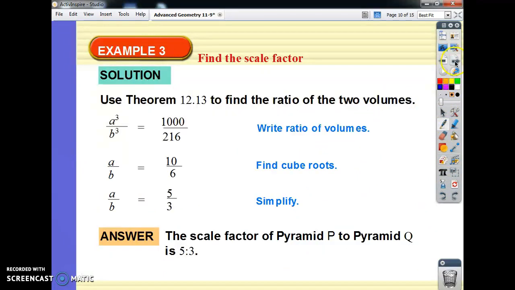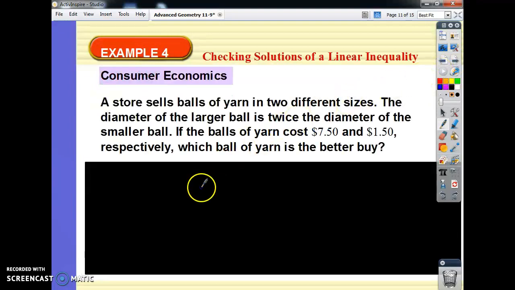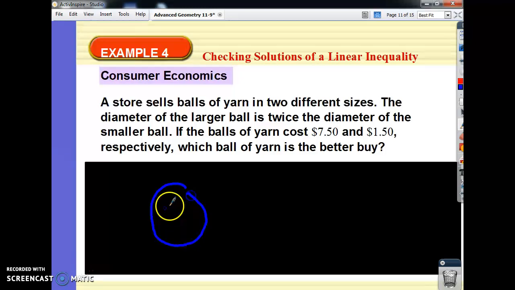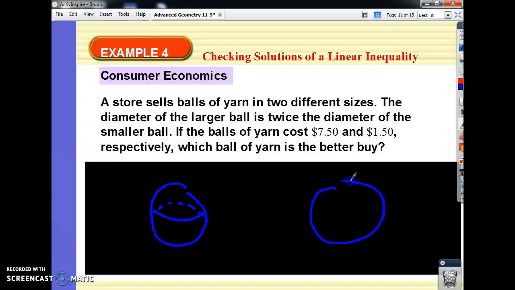All right, so a store sells balls of yarn in 2 different sizes. The diameter of the larger ball is twice the diameter of the smaller ball. If the balls of yarn cost $7.50 and $1.50 respectively, which ball of yarn is the better buy? All right, so we have our ball of yarn. One of them, we're going to create a radius. If the diameter of this one's twice the diameter of this one, what would the radius here be? Let's say that this one has a radius of 1 and this one has a radius of what?